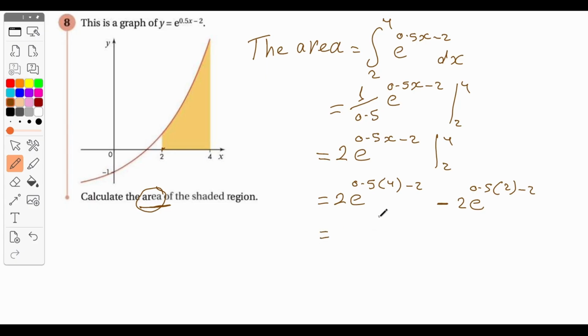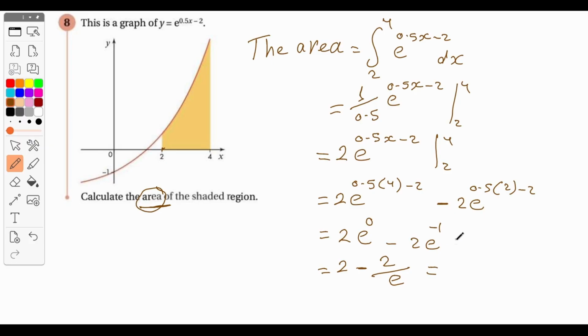So what's the answer here? If you do this by calculator, 0.5 times 4 is 2, and 2 minus 2 is 0, so 2 e to the power of 0. Minus 2 e to the power of 0.5 times 2, that will be 1, and 1 minus 2 is negative 1. You know that any number to the power of 0 is 1, so it will be 2 minus 2 over e, since e to the power of negative 1 is 1 over e. And this will be the final answer.